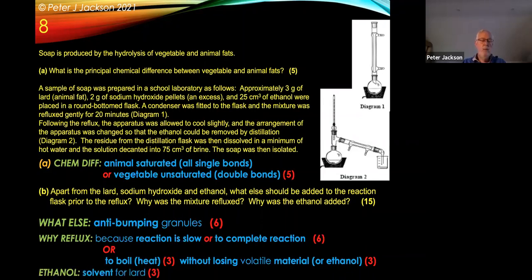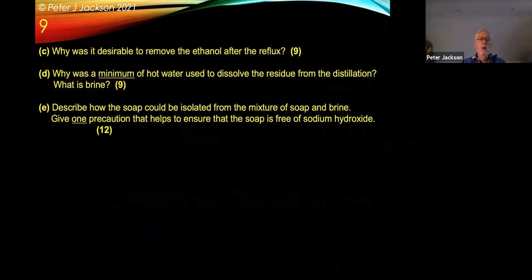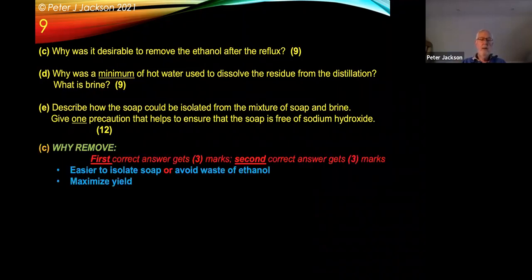And then what was the purpose of the ethanol? It was a solvent for the lard. Why was it desirable to remove the ethanol after the reflux? Well, it's easier to isolate the soap, or it avoids waste of ethanol, or it maximizes the yield. Well, that's two answers required. Easier to isolate the soap and maximise the yield. The first correct answer gets 3 marks. The second correct answer gets 3 marks.